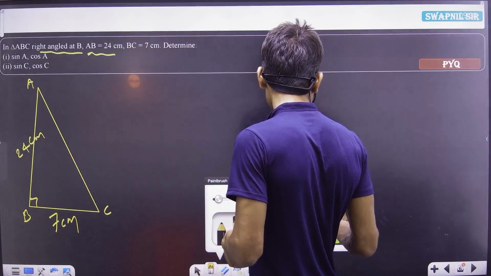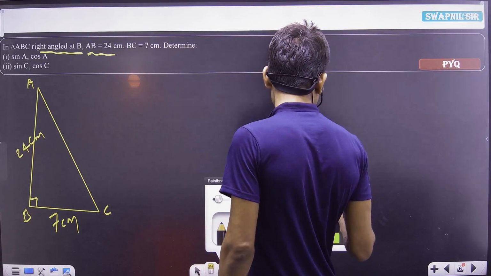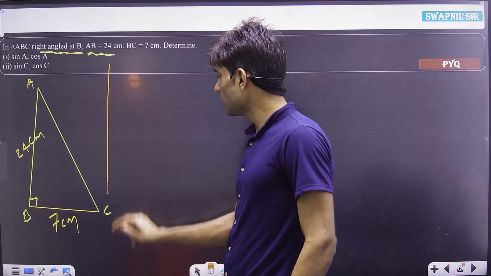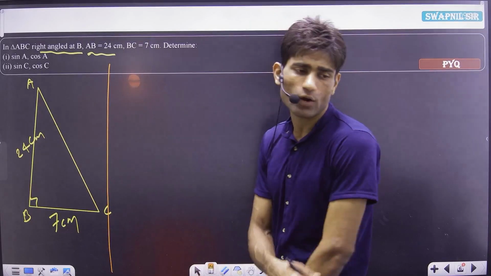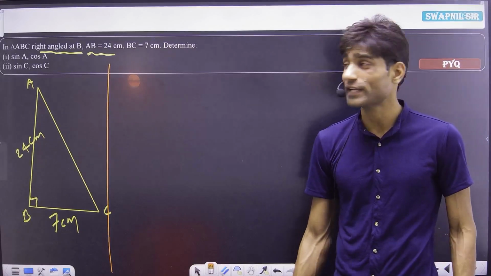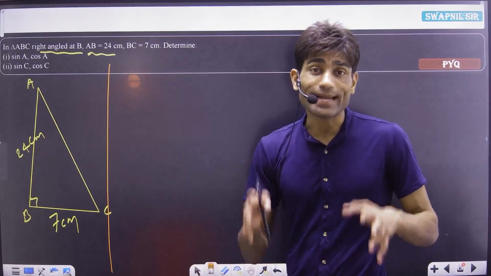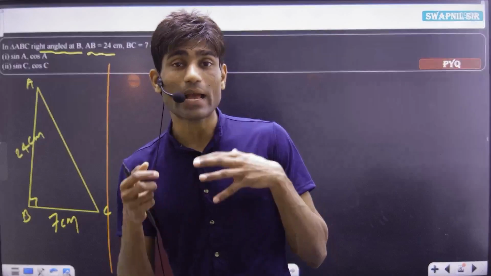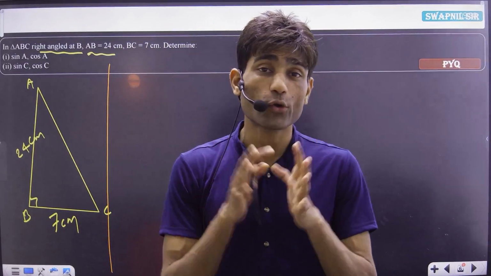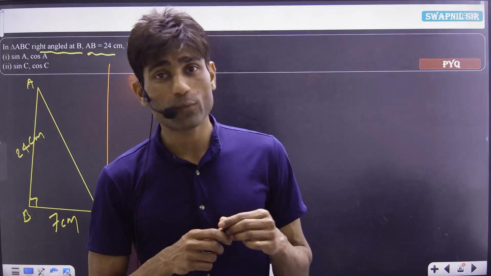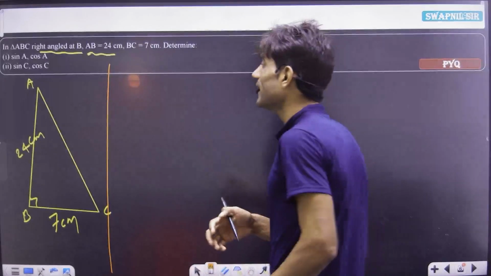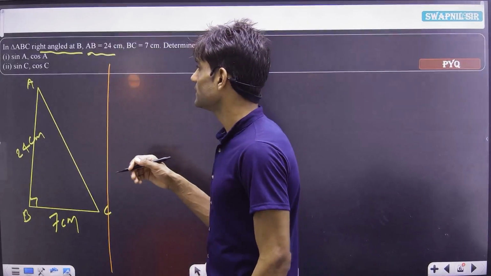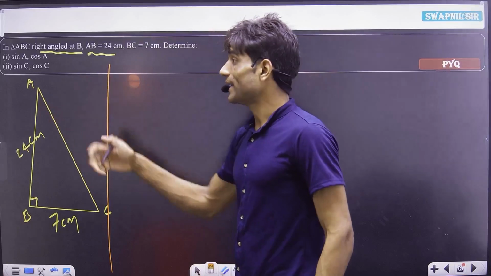I'll explain first of all how we can find out the value of side AC. As we have a right angle triangle, we can apply the Pythagoras theorem directly in order to find out the value of the hypotenuse. So for side AC, we can write it by using the Pythagoras theorem.